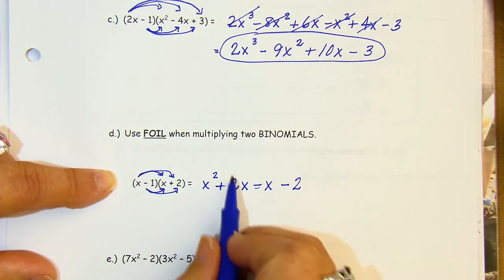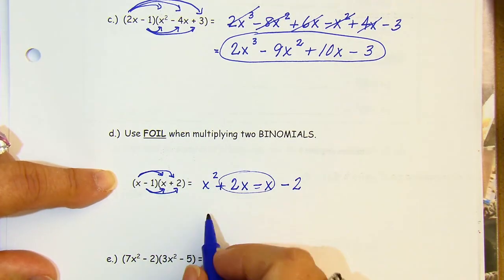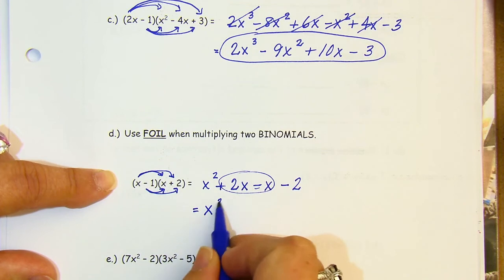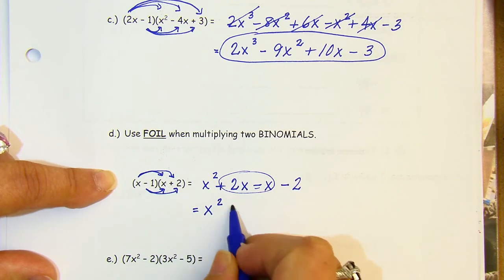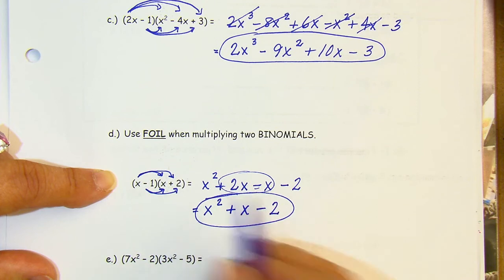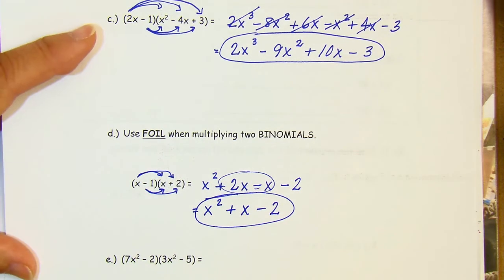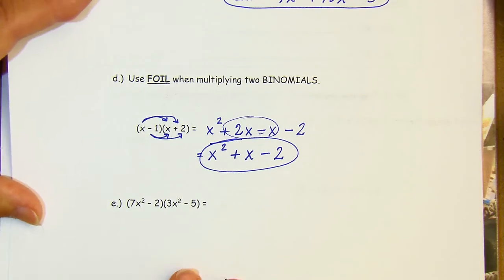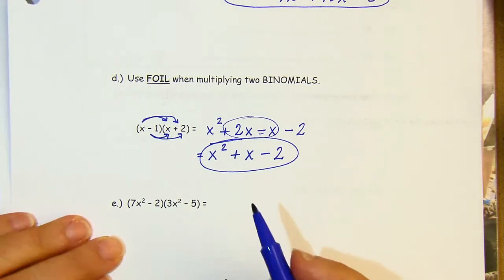The only like terms I will have here is these middles. So I've got x squared, positive 2 minus 1 is a positive 1, and minus 2. Pretty straightforward, pretty easy, just a little bit of a review to get you back into the algebra swing of things.